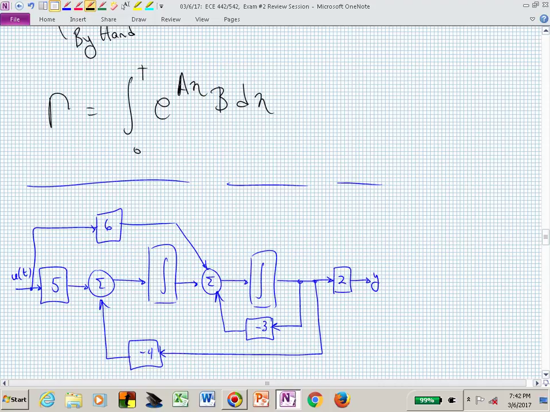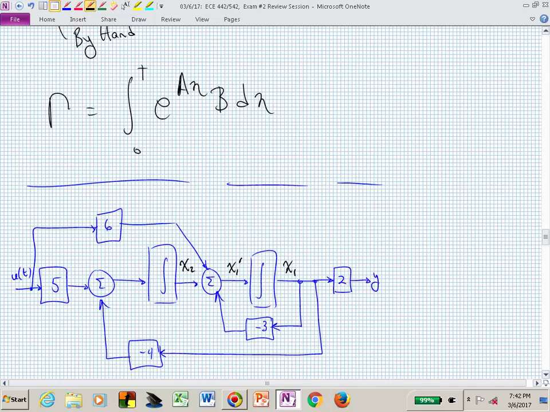The strategy is just to assign state variables as outputs of your integrators. Suppose that I now said, let me call this output of that integrator x sub 1, the output of that integrator x sub 2. What's the order of my system? I have two integrators. It's a second order system. I should be expecting an A matrix that's 2 by 2. If the output of that rightmost integrator is x1, the input must be its derivative, x1 prime.